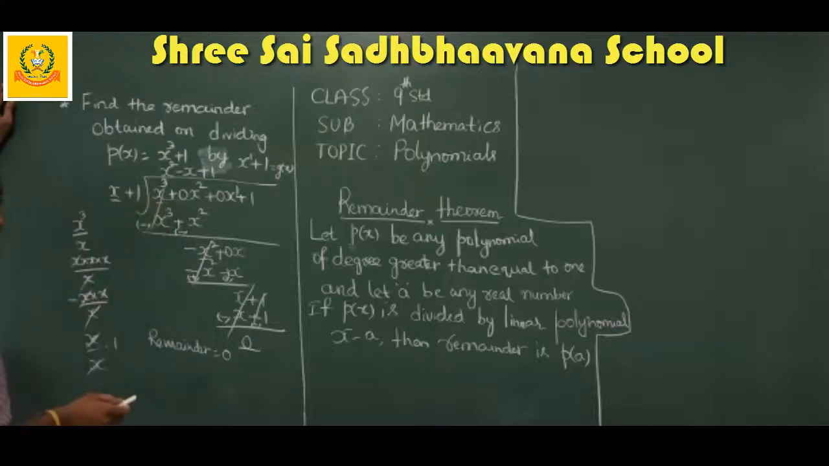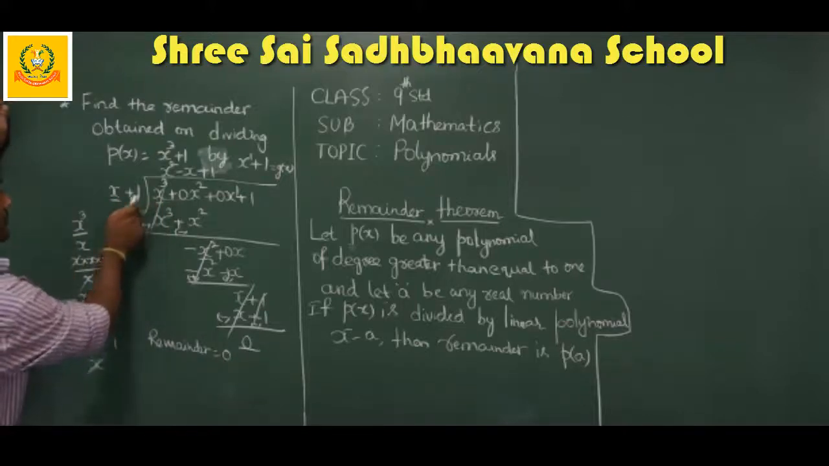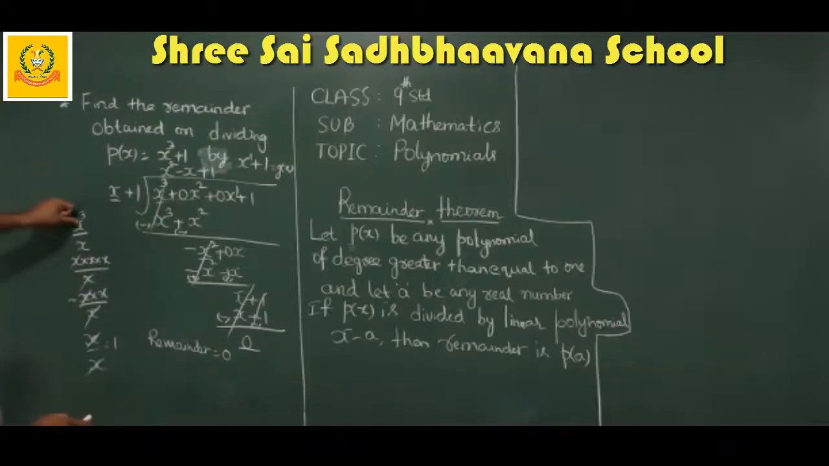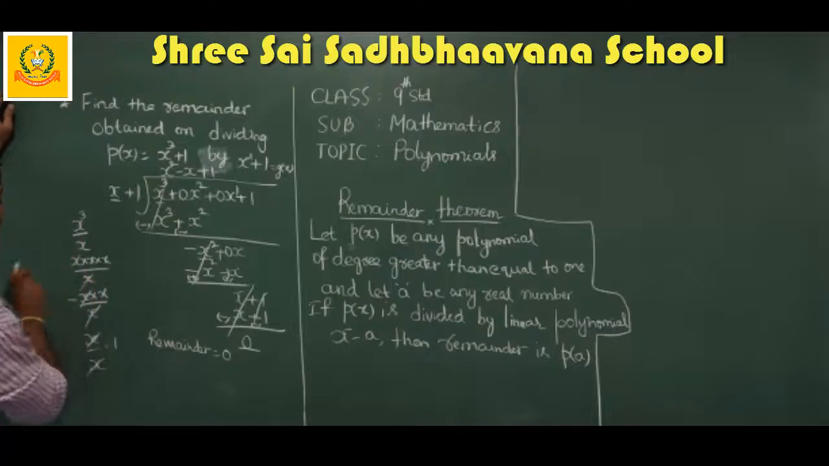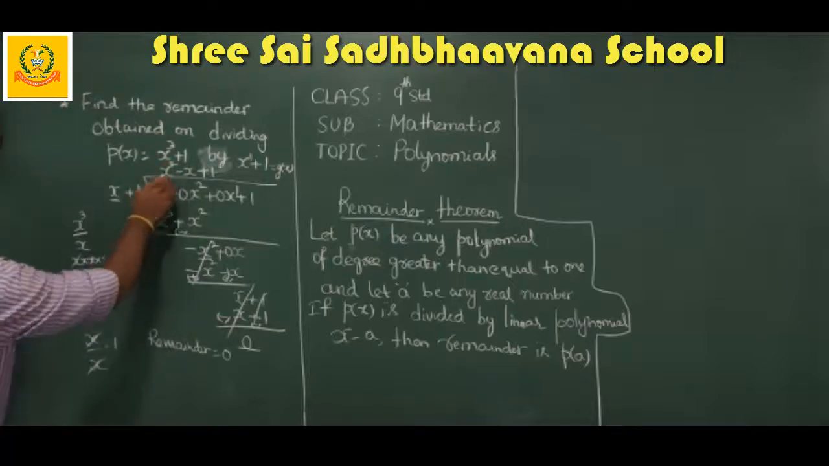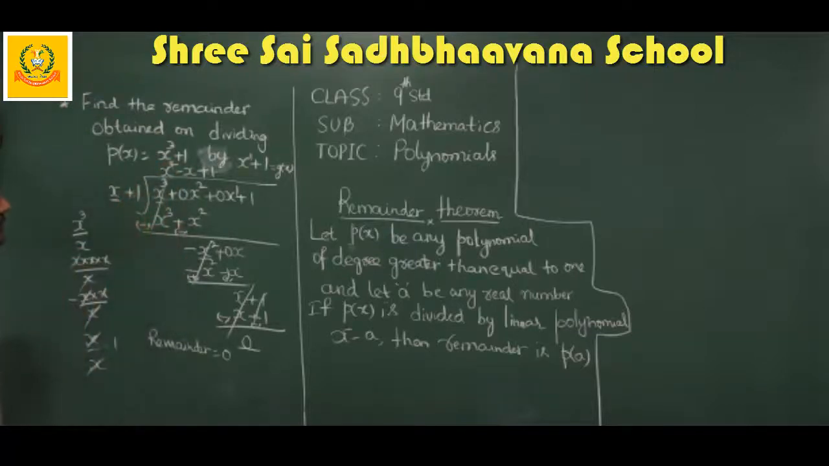What is the first term here? X cube. Understood? So what is the first term here? X. So x cube divided by x. So x cube can be written as x into x square divided by x. So 1x and 1x will get cancelled. You will be left with x square. So take x square. So x square into x, x cube, x square into 1, x square. Got it? So subtract.